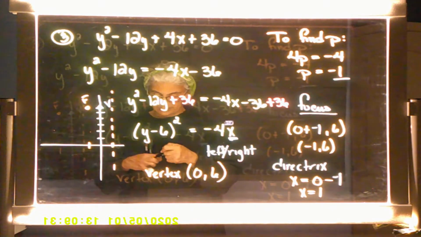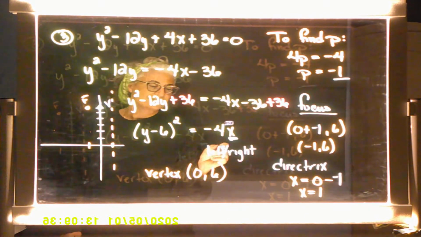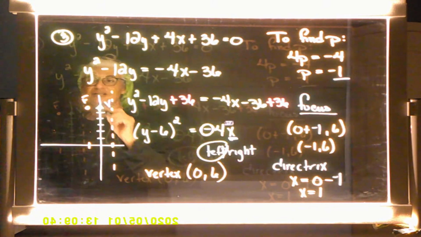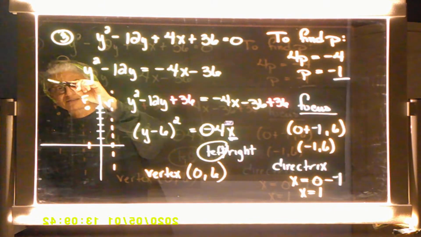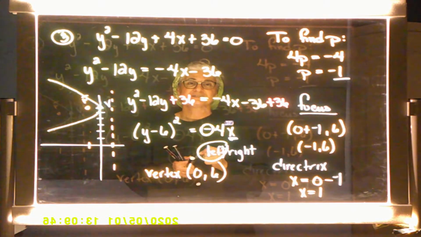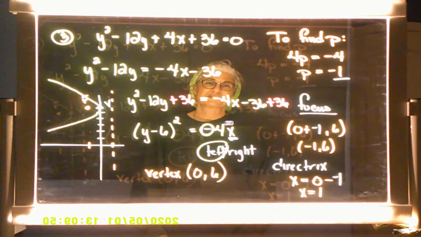So which direction is this parabola going? Yep, it's heading to the left. And you knew it should have been heading to the left because there was a negative in front, which means it looks something like this. Good? Cool. All right, hang in there. Got a few more examples for us.